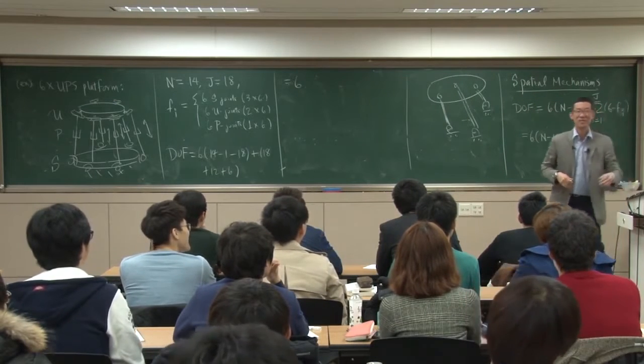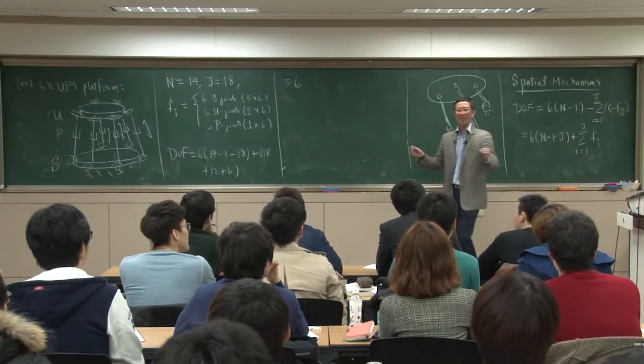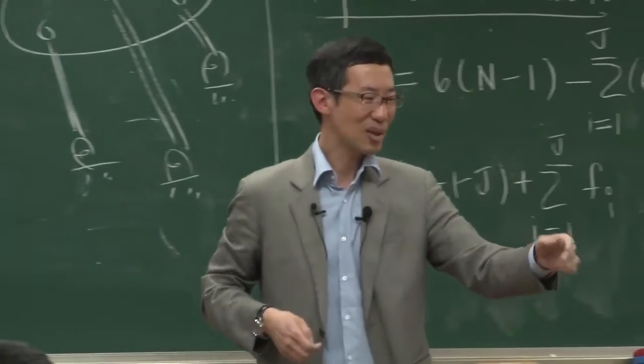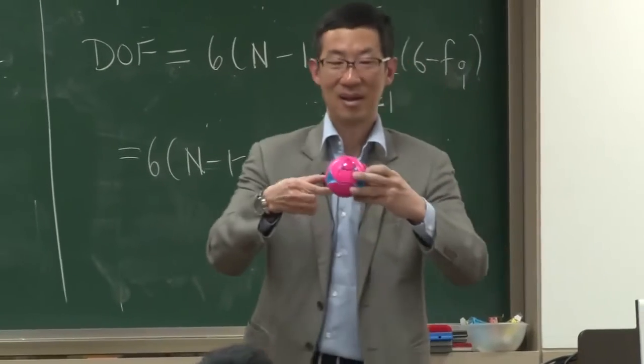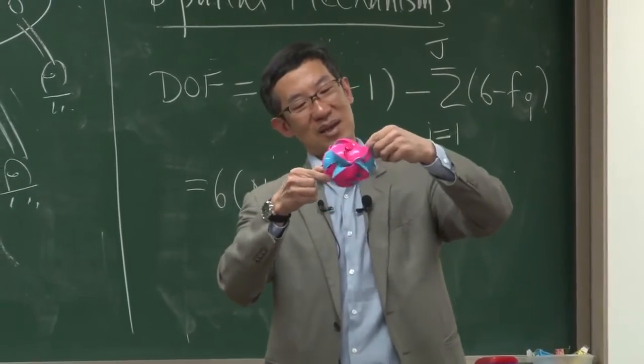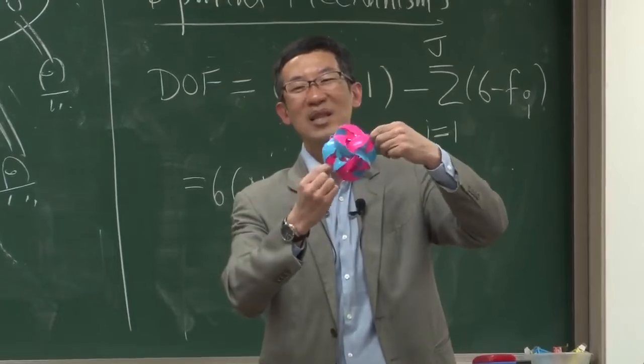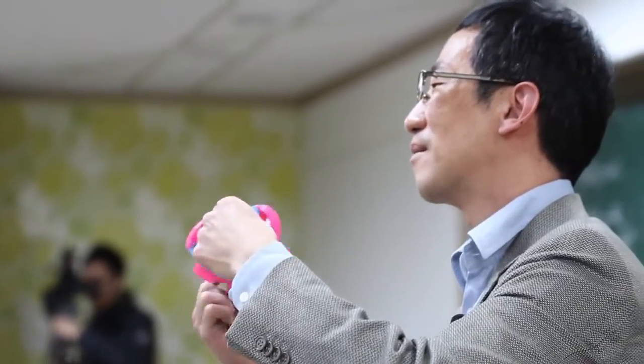How many degrees of freedom? Oh, you don't need to count, right? I mean, you can just look at it. What does it look like? Looks like 1 degree of freedom, right? 1 degree of freedom. You see? So now you're getting a feel for what degrees of freedom are, right? It's 1 degree of freedom.